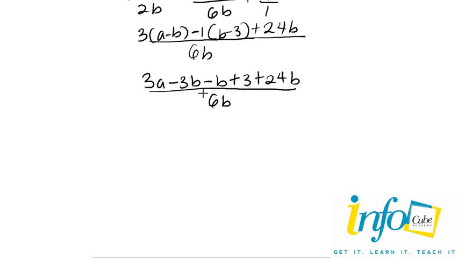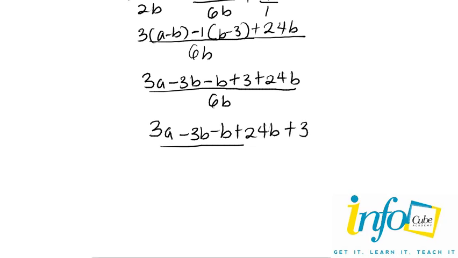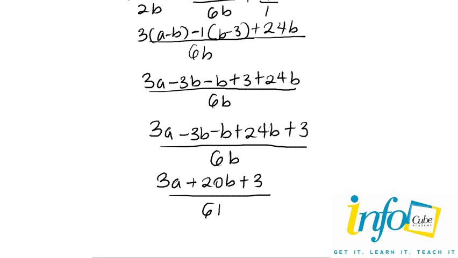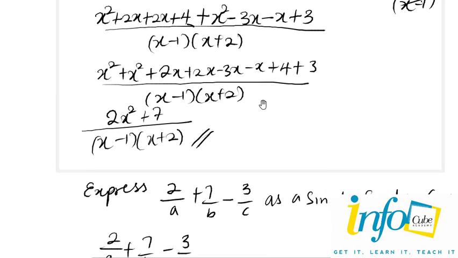The next thing you do is to collect like terms. So you have 3a minus 3b minus b plus 24b plus 3 all over 6b. You have 3a. Minus 3 minus 1 will give you minus 4. Minus 4 plus 24 will give you plus 20b, plus 3, all over 6b. So this becomes our answer. Very simple. Now let's solve another question.